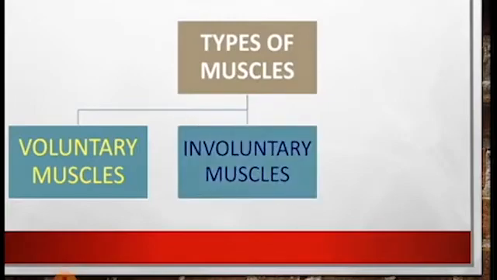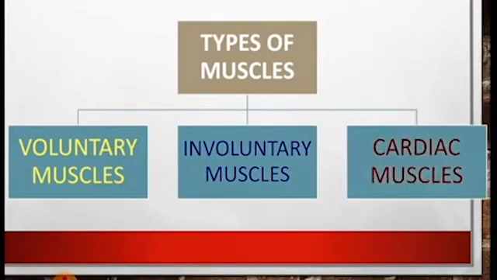Second is involuntary muscles. These muscles are not under our conscious control. They work on their own. These muscles are present in the organs of the digestive system as well as blood vessels. And third is cardiac muscles. These muscles are present in the heart and control heartbeat. They are also involuntary in function but structured like voluntary muscles.